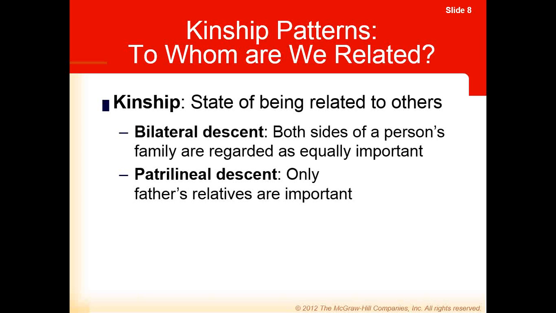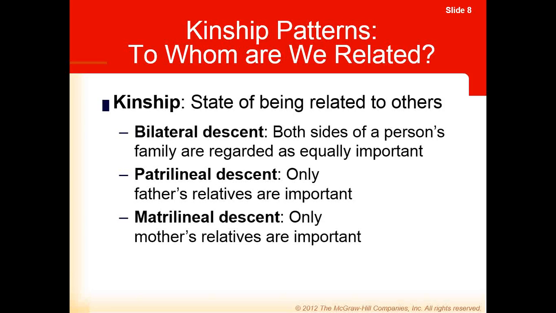So, when we talk about tracing our heritage, there are kind of 3 ways to do this. Bilateral descent, in which both sides of a person's family are regarded as equally important. Patrilineal descent, only the father's relatives are important. And matrilineal descent, in which only the mother's relatives are important. Patrilineal descent is the prevalent form of tracing family history. Anybody who's ever tried, prior to the internet age, to trace their family history, it's much easier to trace back along your father's history, because in the United States of America, that's whose name is generally assigned to the children.